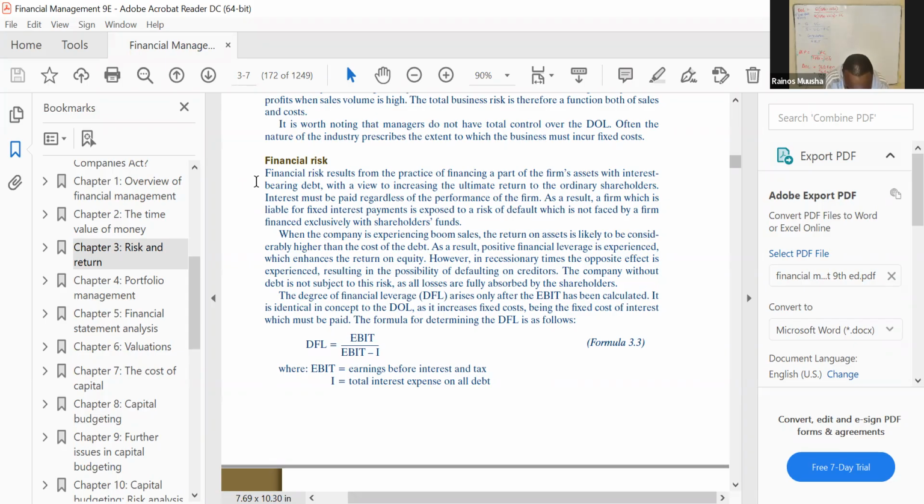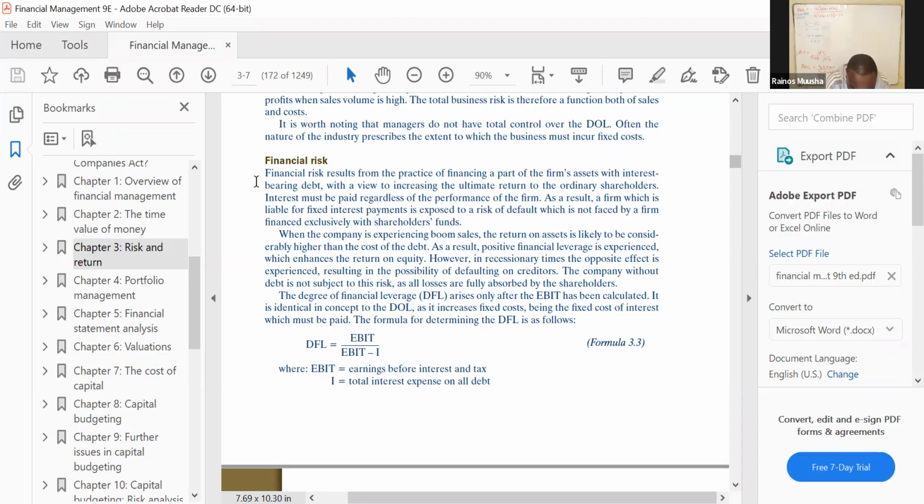They say that when the firm is experiencing boom sales, the return on assets is likely to be considerably higher than the cost of debt. As a result, positive financial leverage is experienced, which enhances the return on equity. However, in recessionary times, the opposite effect is experienced, resulting in a possibility of defaulting on creditors. The company without debt is not subject to this risk, as all losses are fully absorbed by the shareholders.